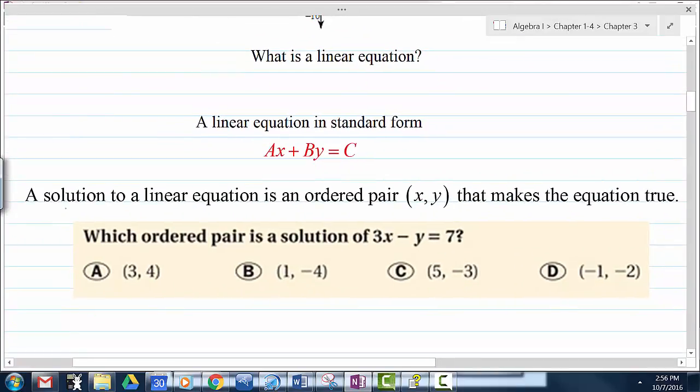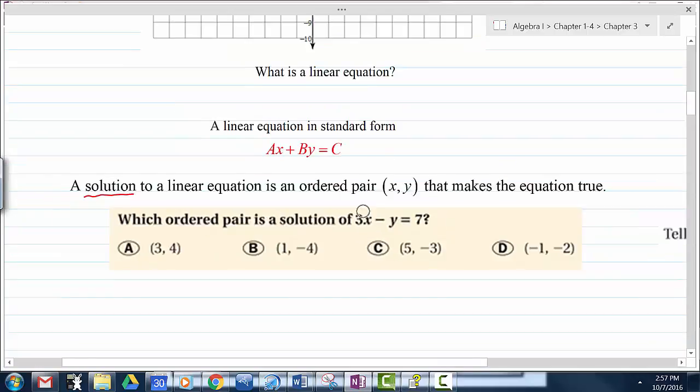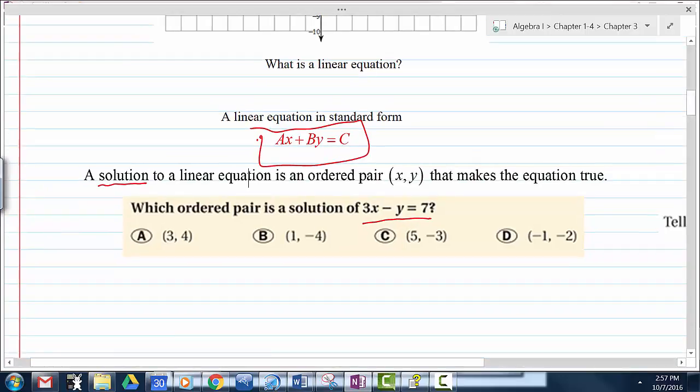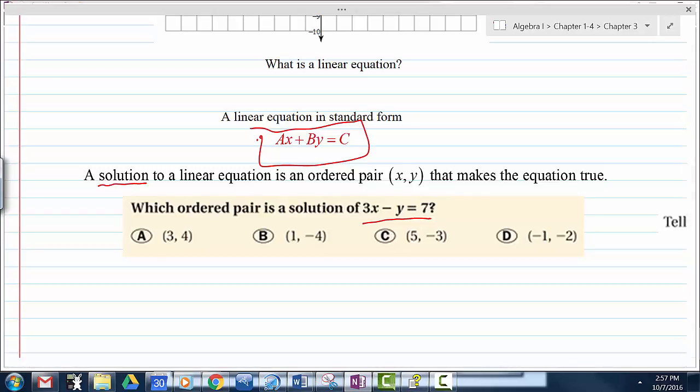Here, when you're talking about a linear equation, a solution to a linear equation is just an ordered pair (x, y) that makes the equation true. For example, if I asked you which ordered pair is a solution to this equation right here, I agree it's a linear equation. Linear equations in standard form look like ax plus by equals c. So this right here is a linear equation. How can I tell whether or not the solution given is a true statement? I can just plug it in.